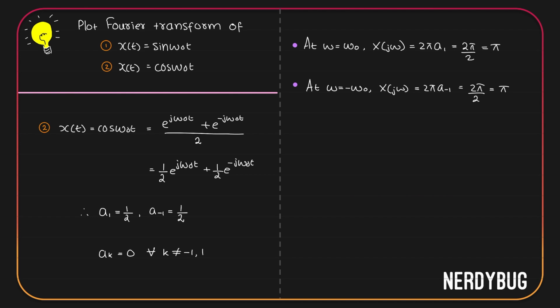Plotting it on a graph, we'll get this. At omega equals omega naught, we have an impulse whose magnitude is pi, and at omega equals minus omega naught, we have another impulse whose magnitude is pi.